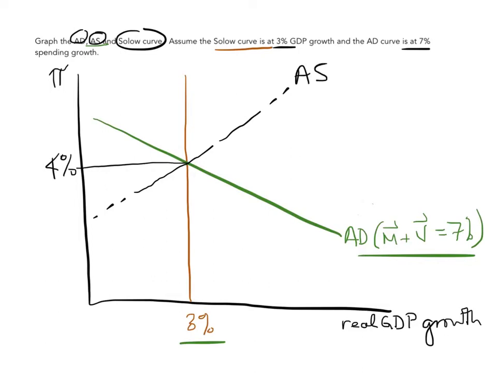So this is an economy that's stable and in its equilibrium, where it's growing at its potential, and everyone expects prices to rise by 4% every year, and indeed they do.